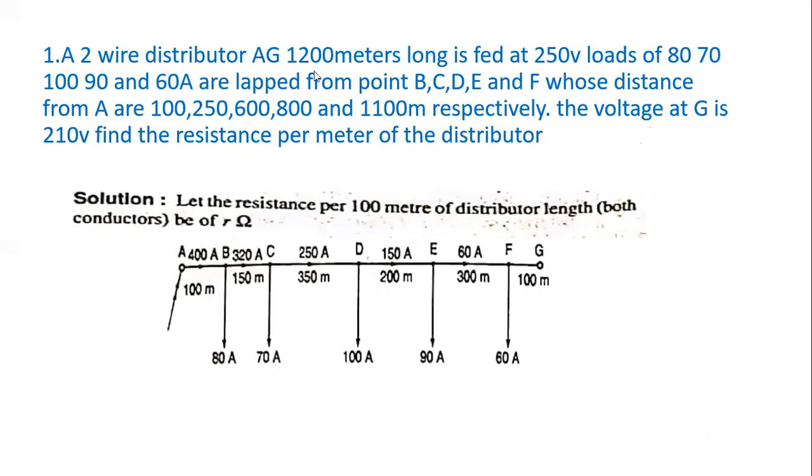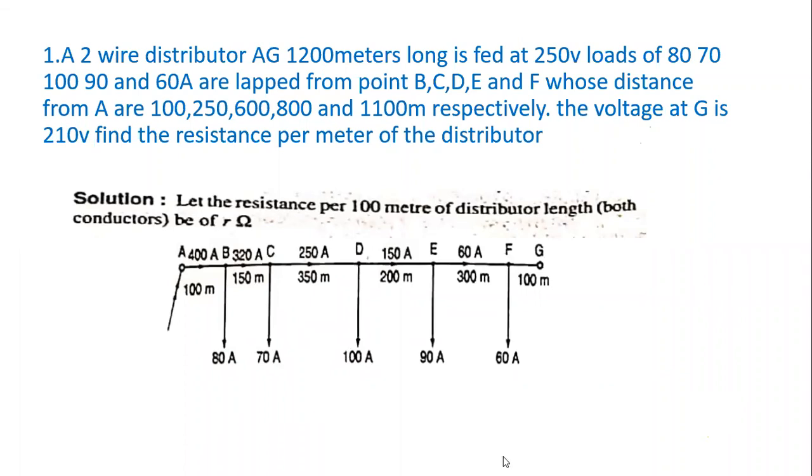A two-wire distributor AG 1200 meters long is fed at 250 volts. Loads of 80, 70, 100, 90 and 60 amperes are tapped from the points B, C, D, E, F, whose distances from A are 100, 250, 600, 800 and 1100 meters respectively. The voltage at G is 210 volts. Find the resistance per meter. The length of this distributor is 1200 meters. This is the AG distributor.